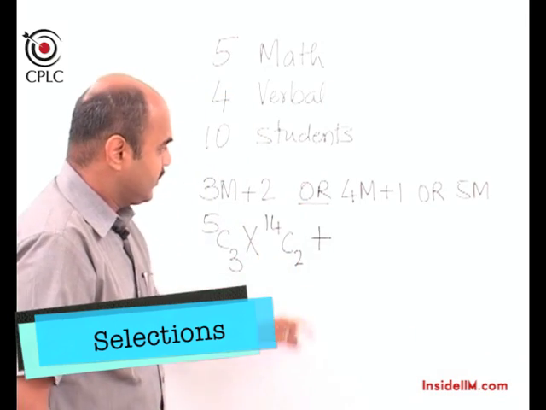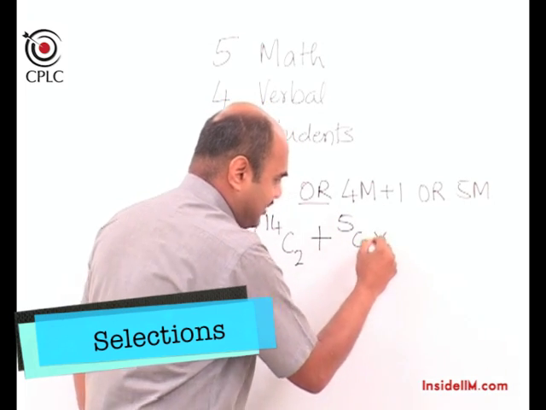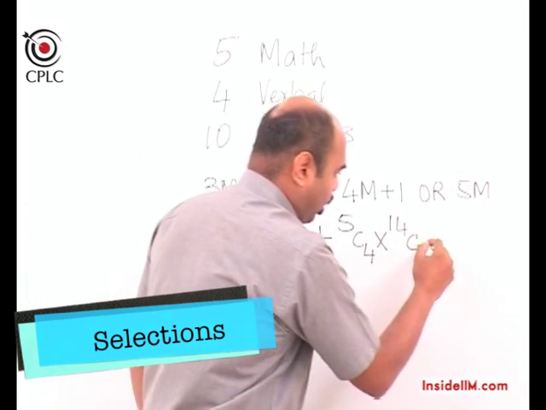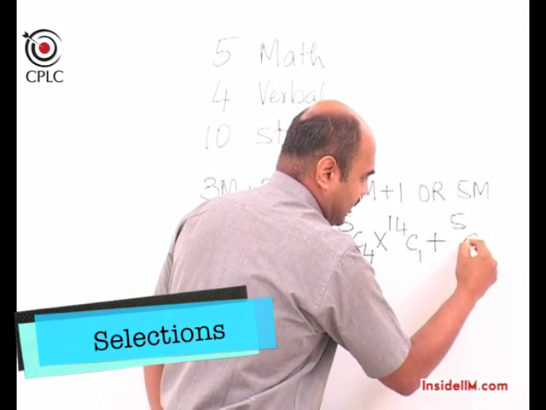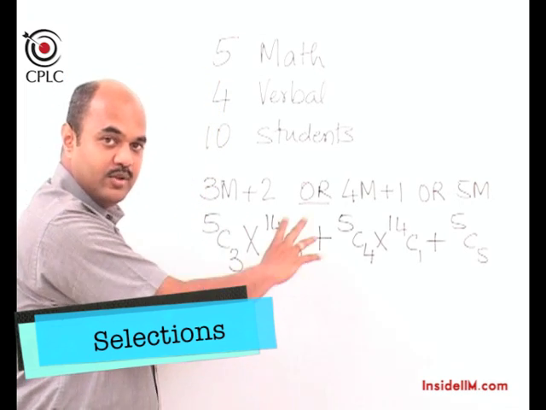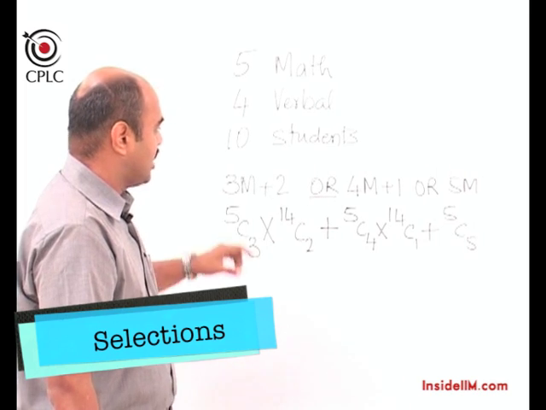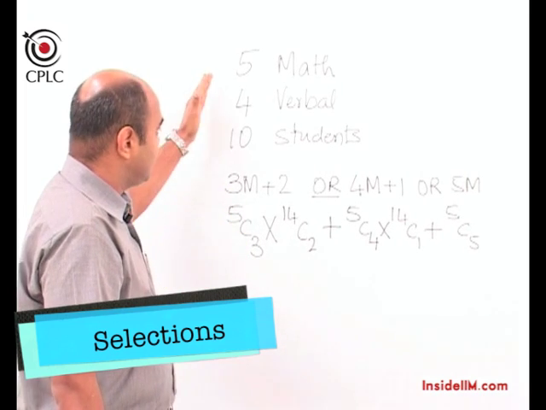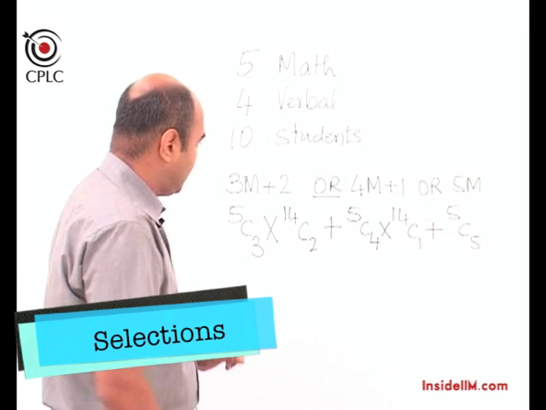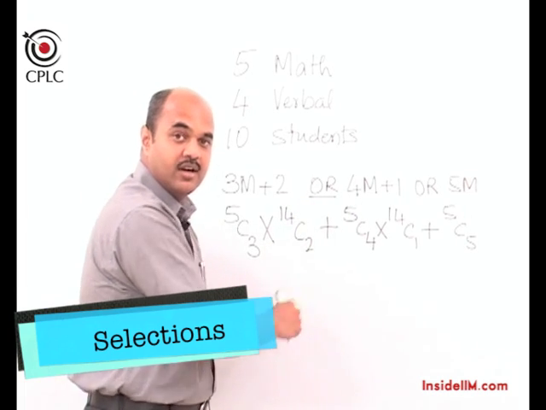or, and hence we add, 4 math faculty members can be selected in 5C4 ways, and 1 person can be selected in 14C1 ways, or the 5 math faculty members can be selected in 5C5 ways. So once we use our formula and then find the values using nCr and so on, we will get the total number of ways in which a committee of 5 can be formed from these resources such that the committee has at least 3 math faculty members. Once again, if we notice, we used a multiplication sign or we used an addition sign.